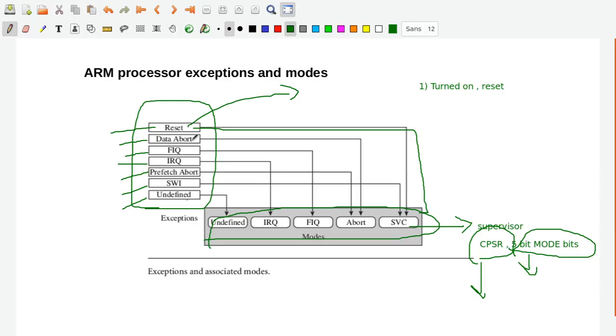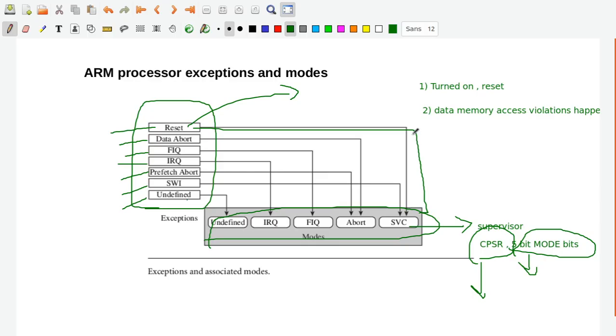Okay, so first one, reset exception. What is the next exception that you have here? The second exception is data abort. This results whenever a memory access violation happens, particularly data memory. So whenever data memory access violations happen, then this data abort exception is thrown.